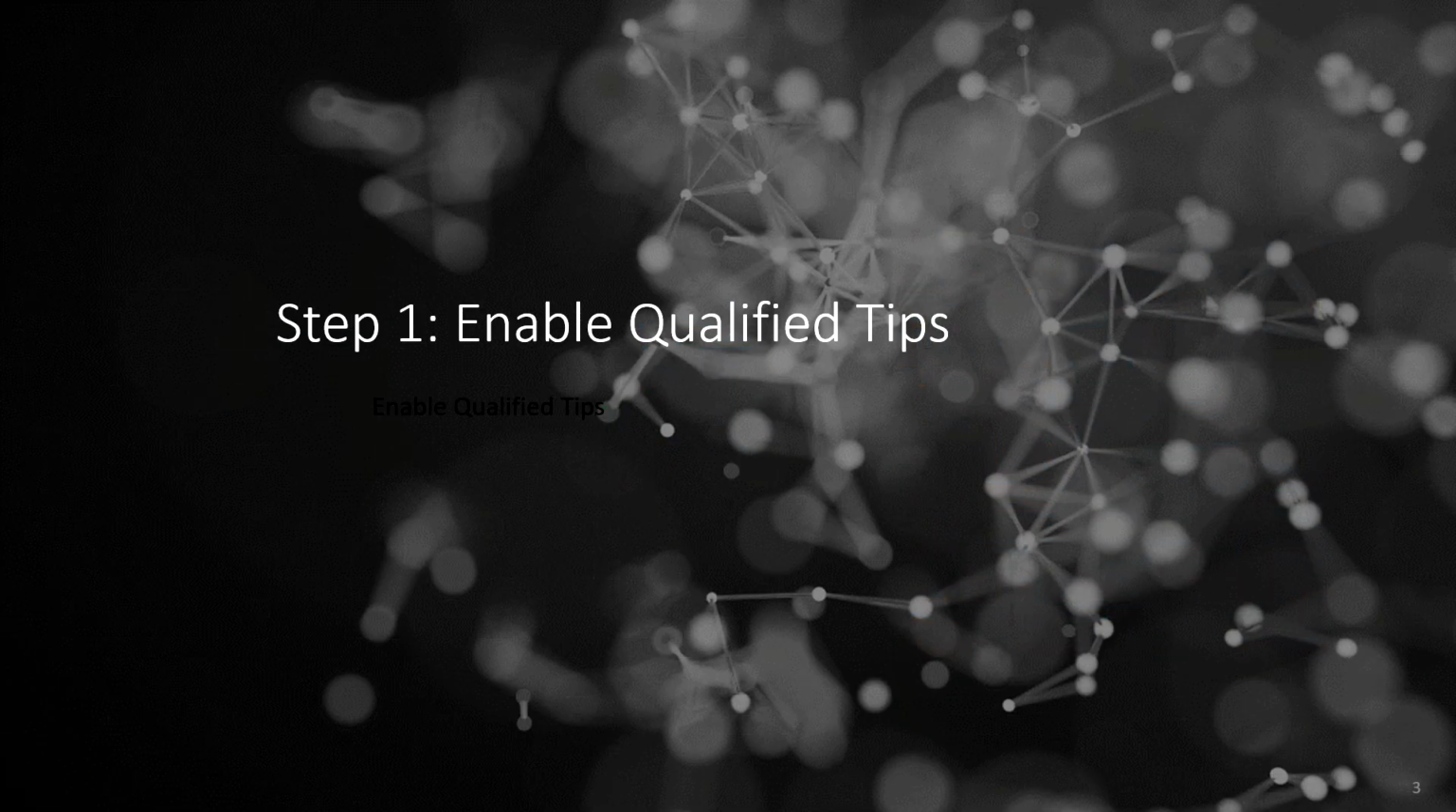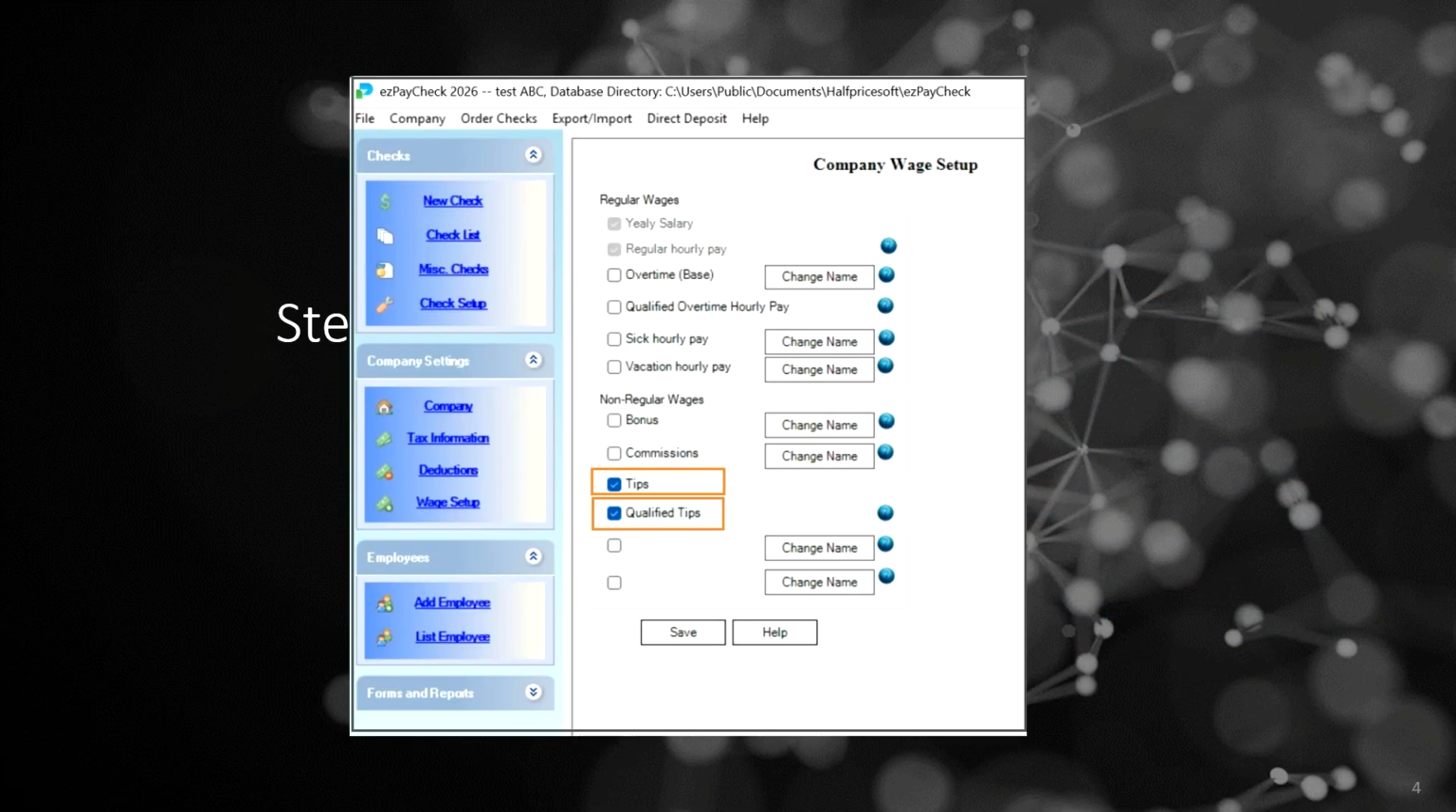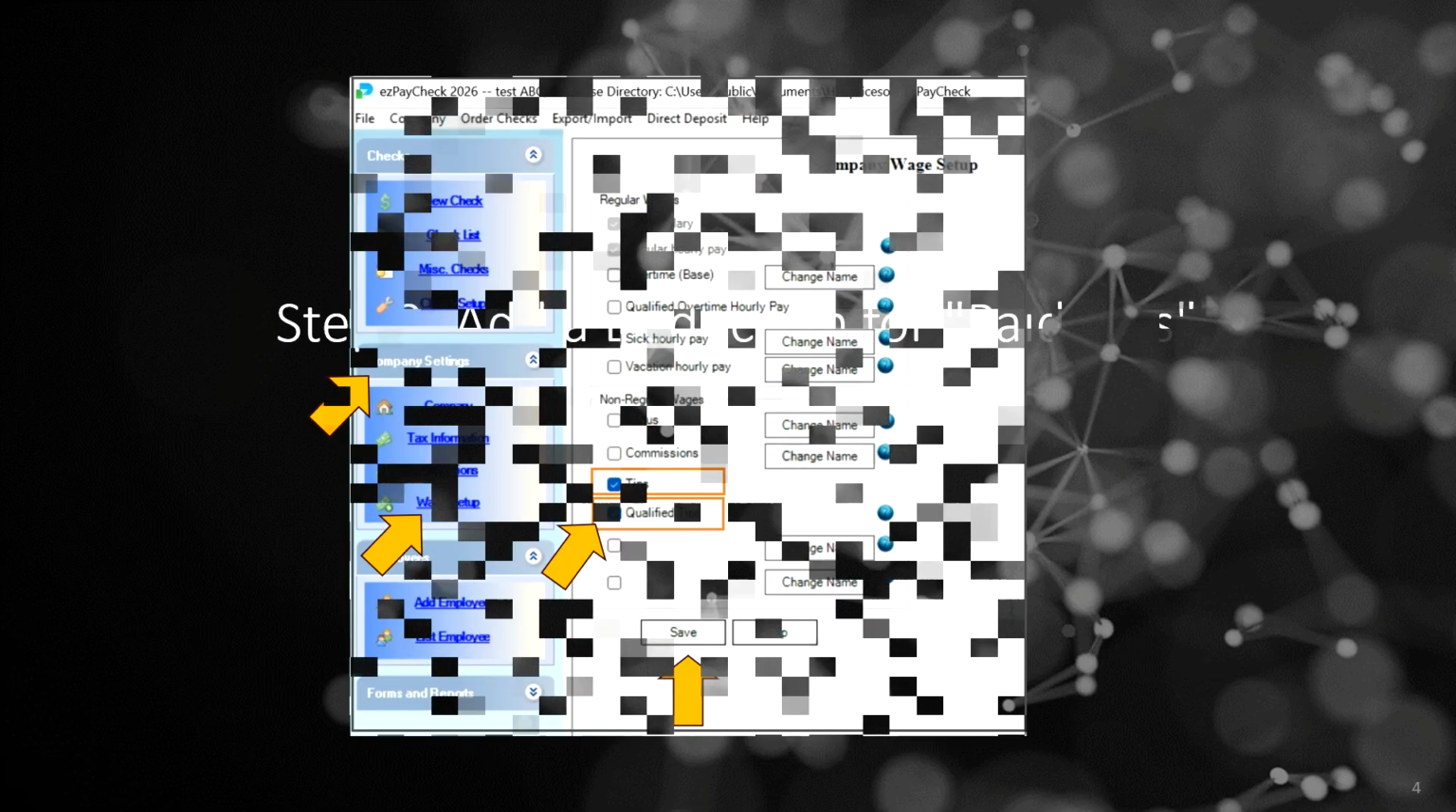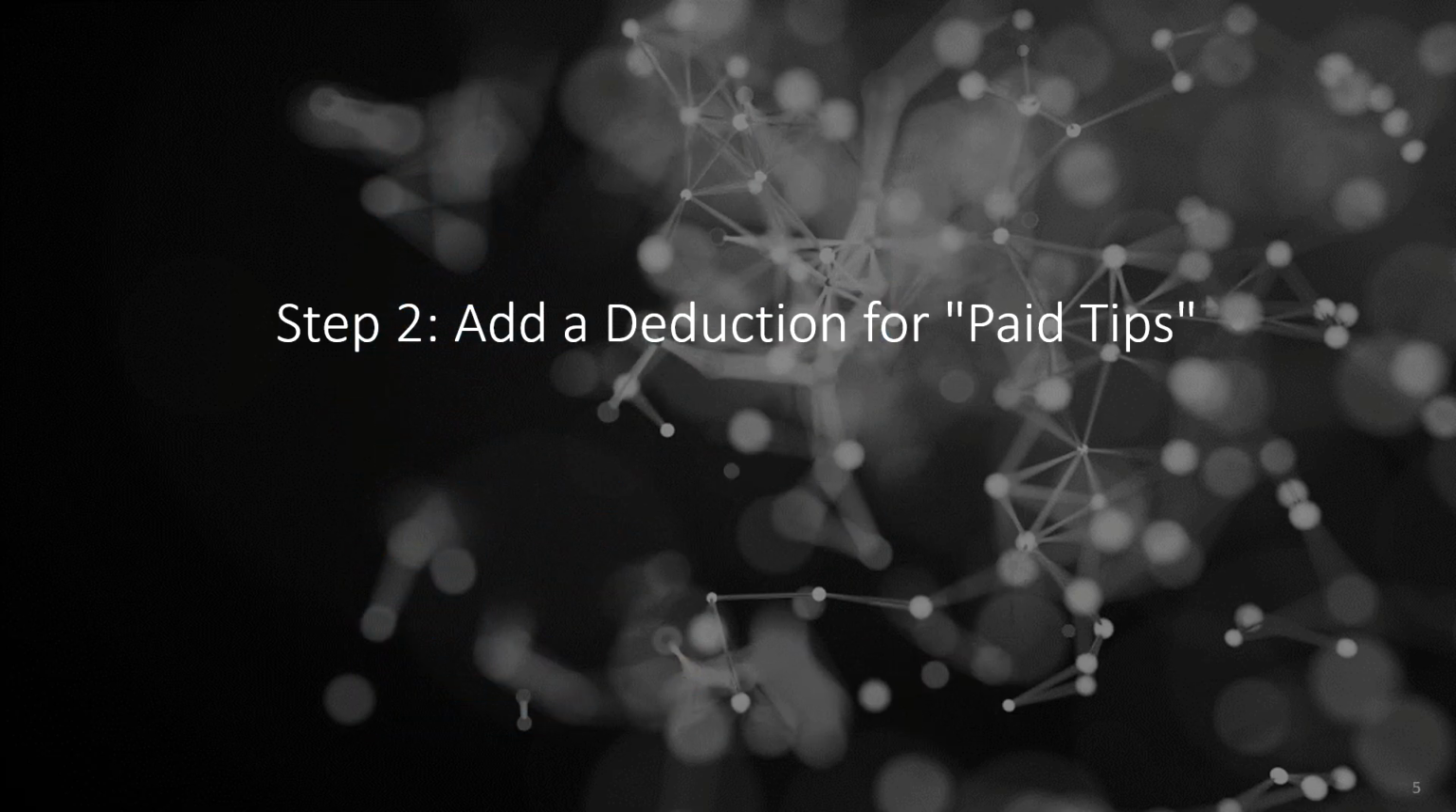Step 1. Enable qualified tips. Open ezPaycheck and click Company Settings in the left menu. Select Wage Setup. Check the box for qualified tips to enable this payment type. Click Save.